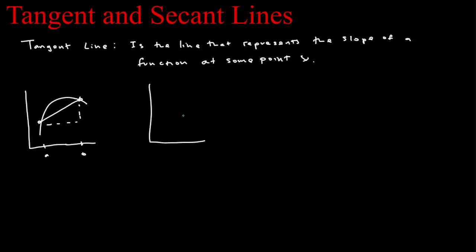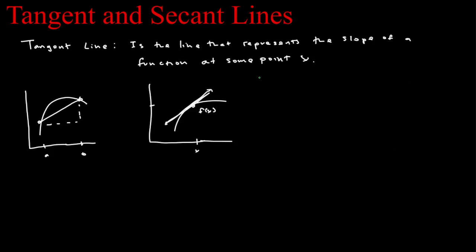According to the definition, the tangent line is the line that represents the slope of a function at some point x. So if we have the same graph, the tangent line will be the slope of this curve, the function at point x. All we know is f of x, so how do we go about finding the slope? We don't have another point of reference to know what the value of the slope is, right?